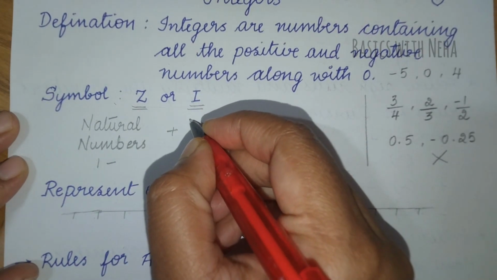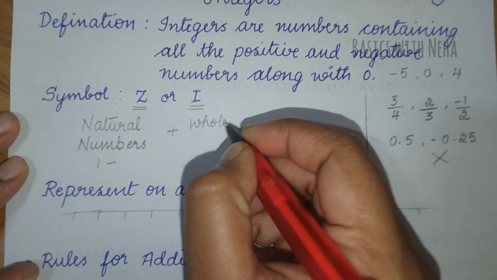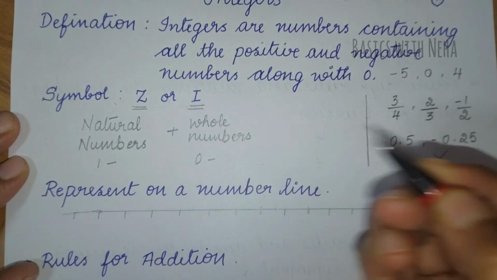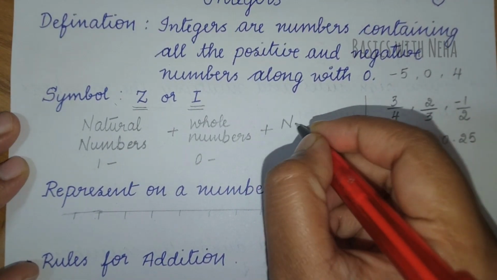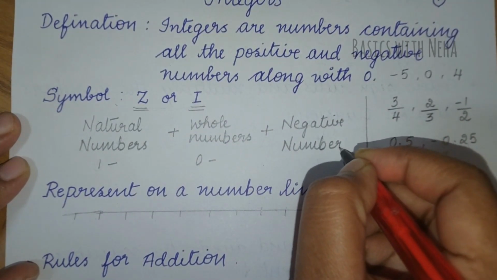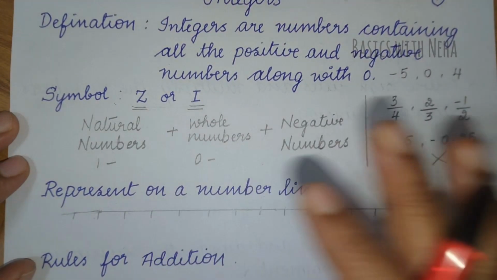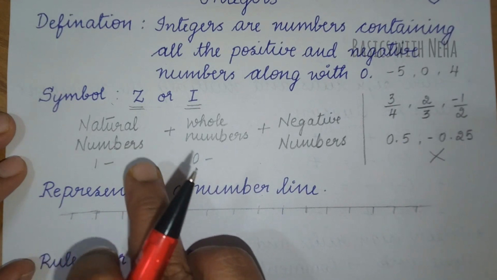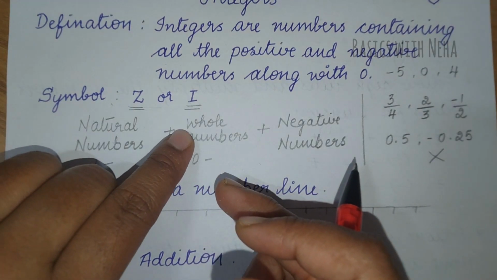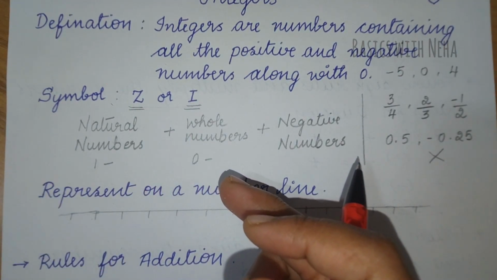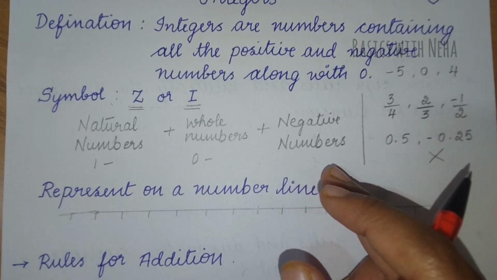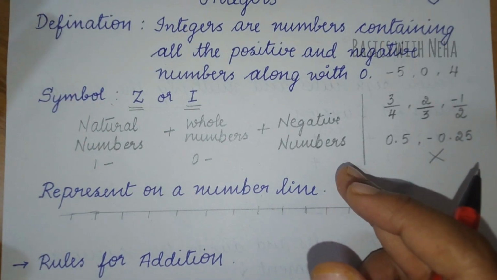Plus, we'll have whole numbers, which are from 0 to infinity. And we have negative numbers. So an integer consists of natural numbers, that is all the positive numbers from 1 to infinity. You will have whole numbers, and a whole number includes 0. So we have 0 in it, and then we have negative numbers like -1, -2, -3 to infinity. So this is exactly what integer means.